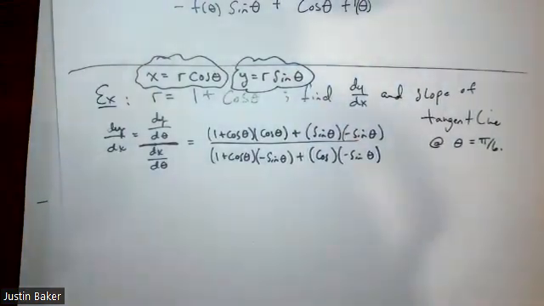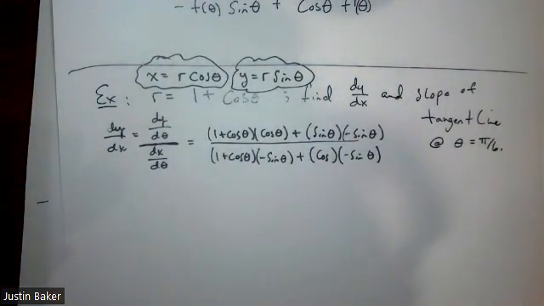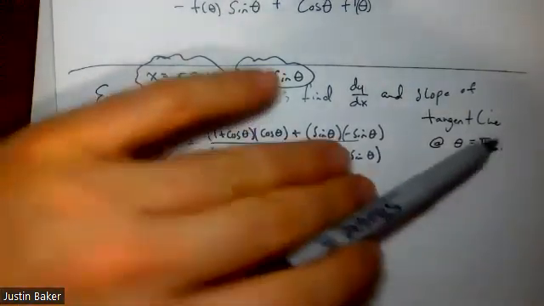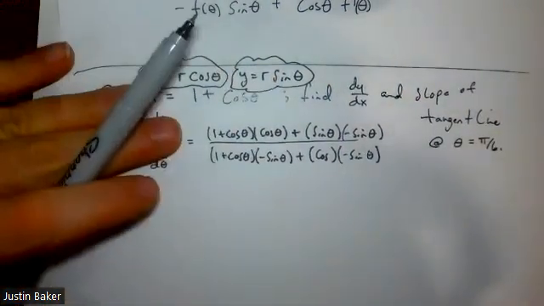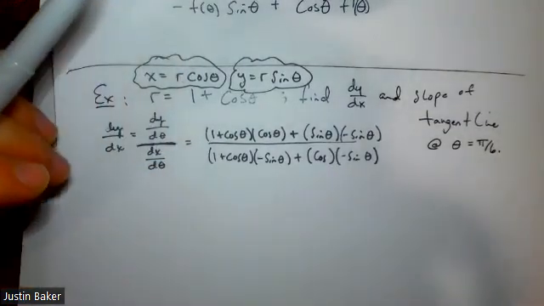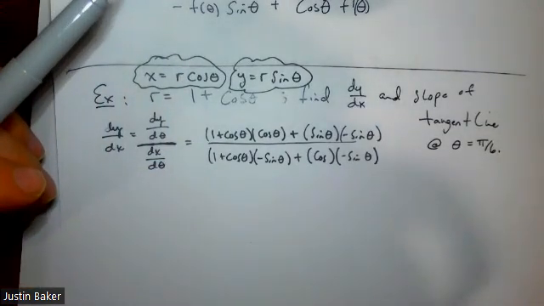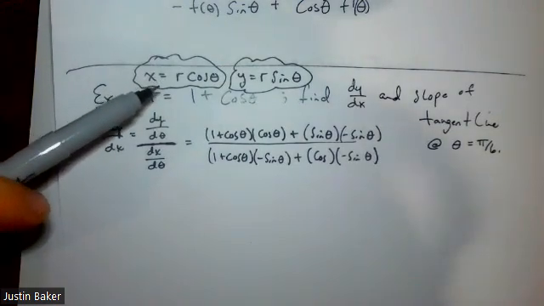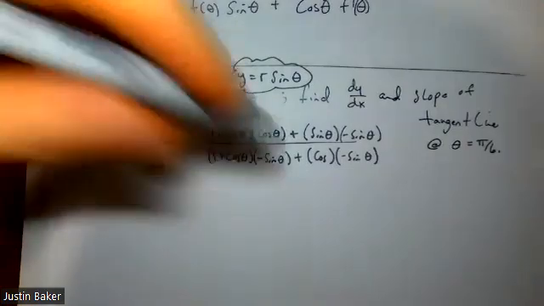Did you guys come up with the same thing? Okay, so you've got your derivative right there. And now all they're asking us to do is to plug in pi over 6 into all of these. So pi over 6 is 30 degrees. At 30 degrees, the ordered pair is root 3 over 2 comma 1 half. So let's go through and do that.